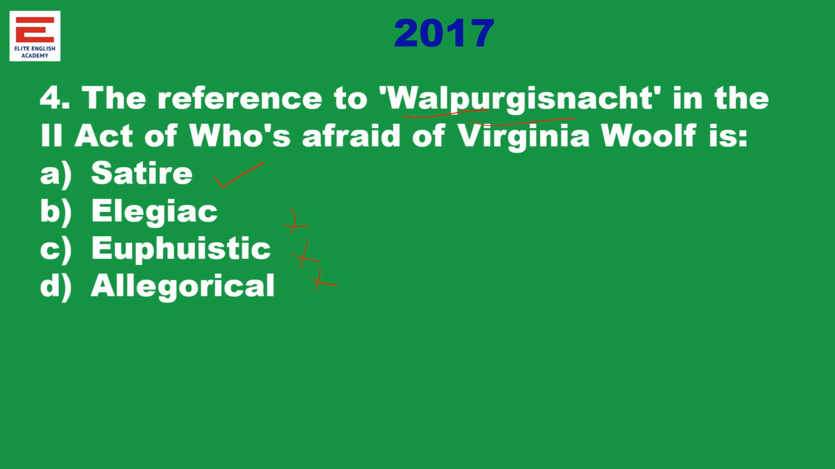Because Act 1, Act 2 is given. Then allegory is mostly associated with short stories and novels, so that option you can remove. Like that, elegy is related to poetry. One by one you can remove options. So finally, satire. The entire objective of this work, Who's Afraid of Virginia Woolf, is satire. So satire is the answer.